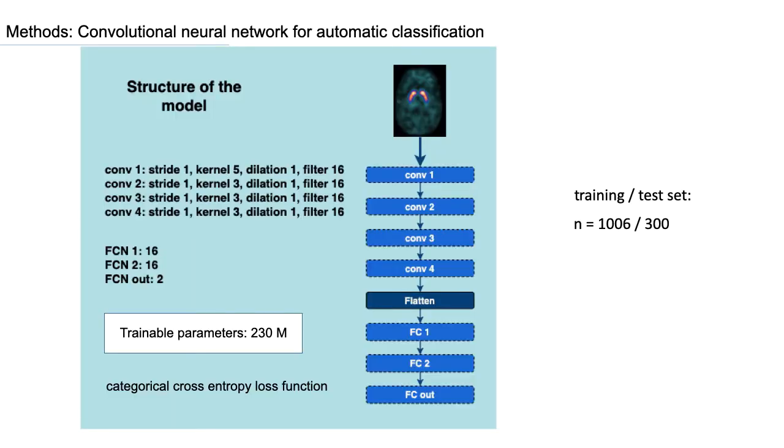A two-step approach was used for identification of useful extrastriatal signal in DAT SPECT. In the first step, a convolutional neural network was trained for binary classification of the DAT SPECT. The network was composed of 4 3D convolutional layers followed by 3 fully connected neural network layers. In total, 230 million trainable parameters, without max pooling and with a few filter sizes, were trained.